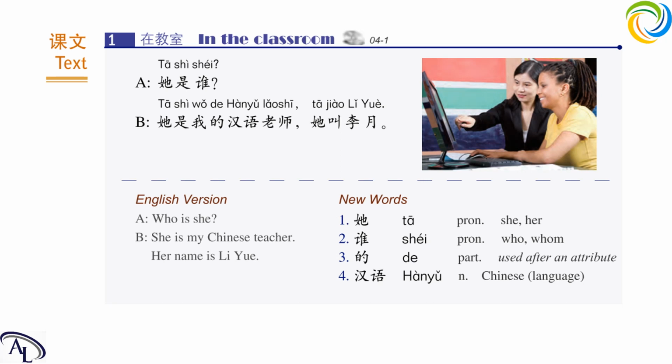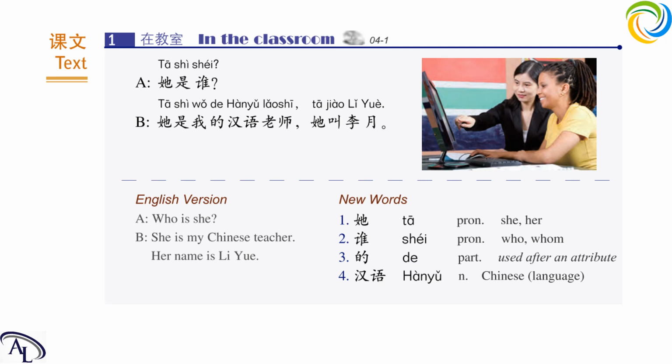Okay, now let's try to read it from the start, each word twice. 3, 2, 1. 他, 谁, 的, 汉语. Very good. Now let's move on to the text. I will read it once and please pay attention to the pronunciation. 他是谁？他是我的汉语老师，他叫李月。Okay, let's see the grammar in it.